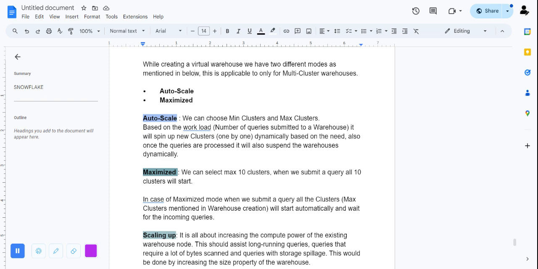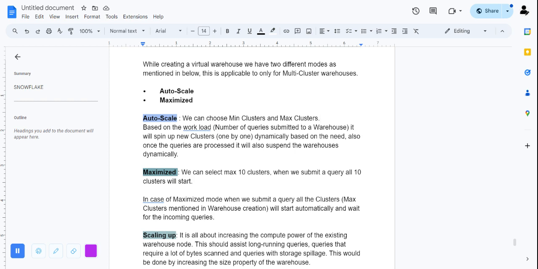While creating a virtual warehouse, we have two different modes: auto scale and maximized. This policy is applicable only to a multi-cluster warehouse, which has more than one cluster. What is auto scale? We can choose the minimum and maximum clusters in auto scale mode based on the workload, the number of queries submitted to a warehouse. It will spin up new clusters one by one.